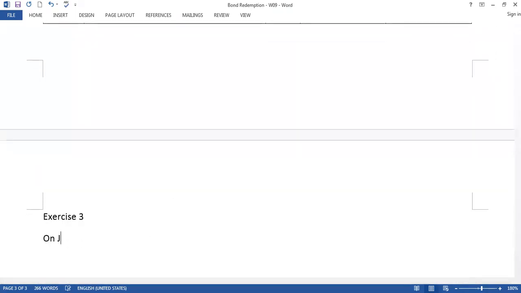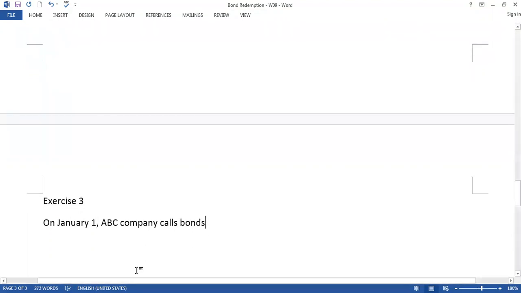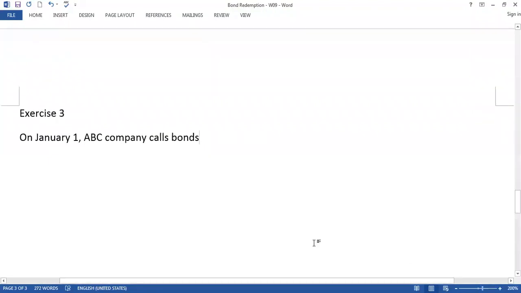So on January 1st, ABC company calls bonds. You can see that on January 1st, ABC company calls bonds with a $20,000 face value.